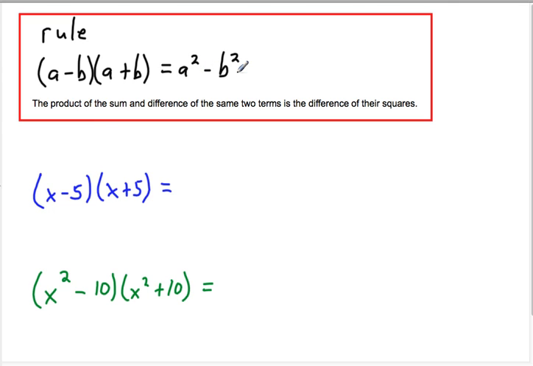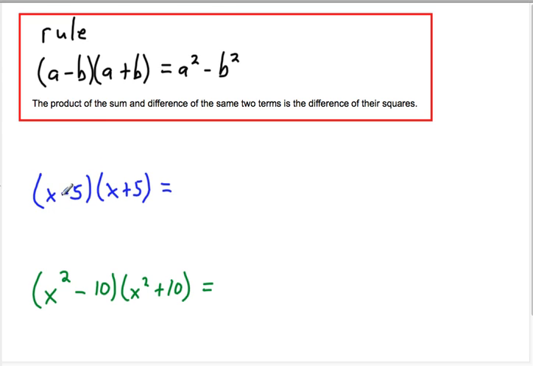Okay, so let's see how this works for the blue one. So rather than using the box method or FOIL in this case, if we notice the pattern, which we're going to need to get to that point, because it'll really speed up some of the things we're going to do in the next few chapters.